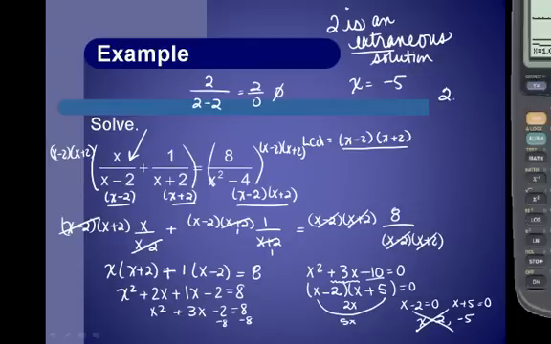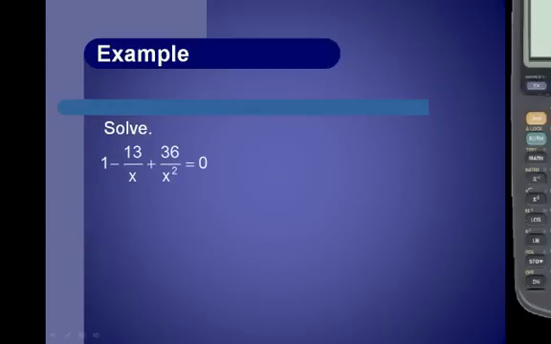And sometimes you'll see students write this as 2, negative 5, and then they'll mark out the 2. But technically the only solution is negative 5. Okay, let's do another one.